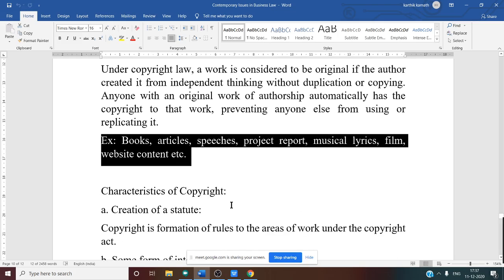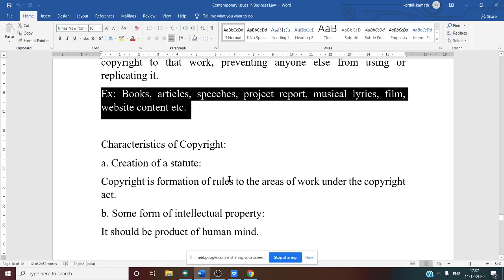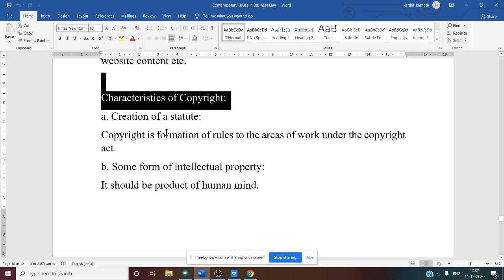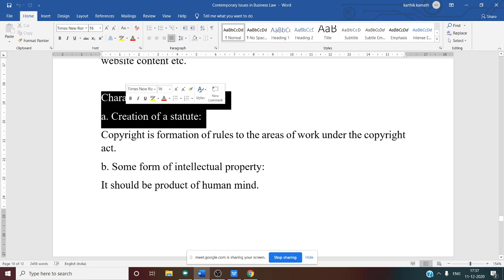Now, after understanding what copyright means, we have to see the characteristics of copyright. What are the various features involved in copyright, that we have to see now. First one, creation of a statute.